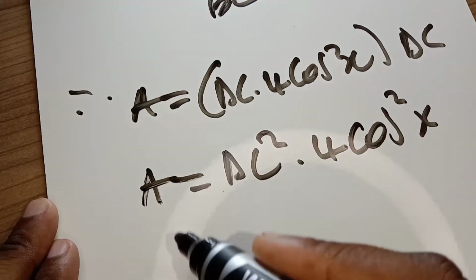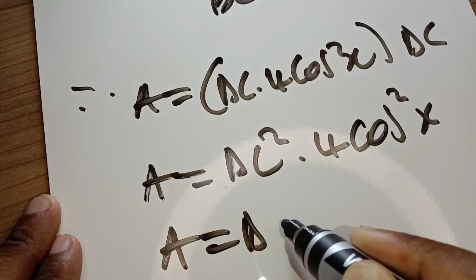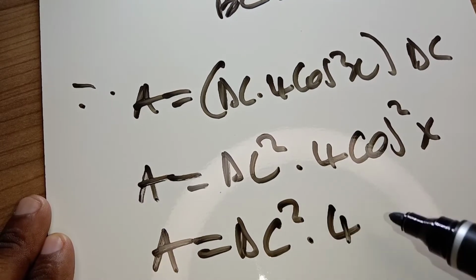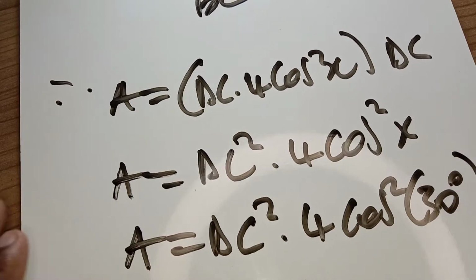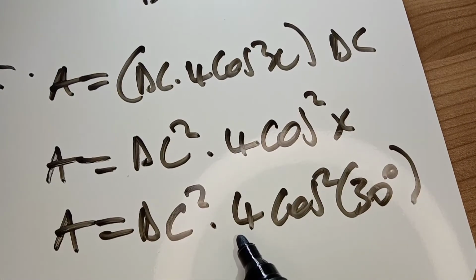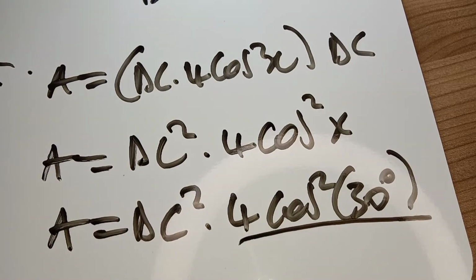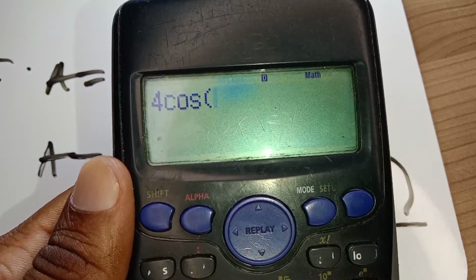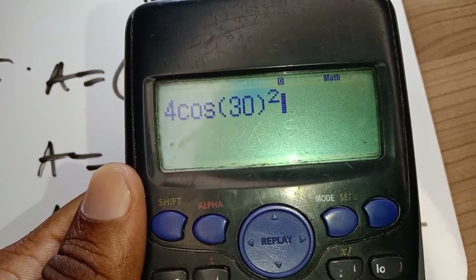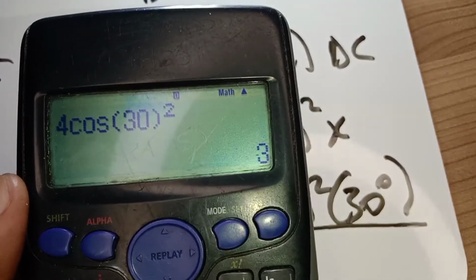Remember we are given the magnitude of x as 30 degrees, then we can substitute x as 30 degrees. Then we can say A equals DC squared times 4 cos squared x, where x is 30 degrees. Then here we just have numbers, okay? We can punch it on the calculator directly. This is our calculator. We can say 4 cos 30, squared, and we have 3.